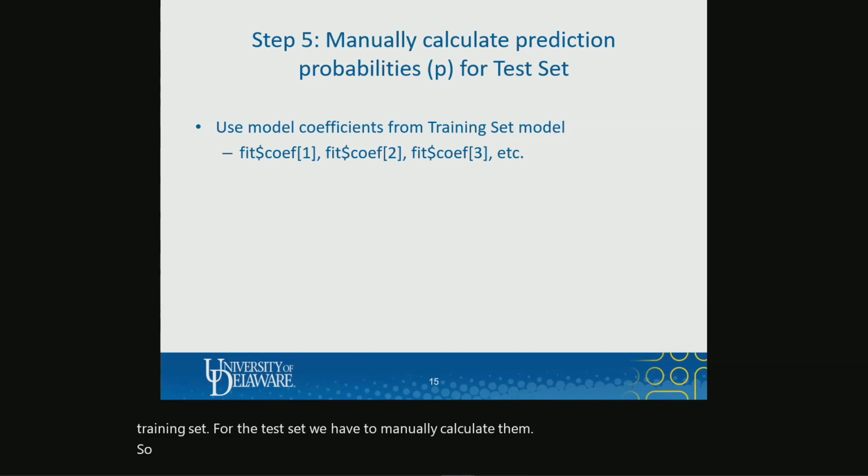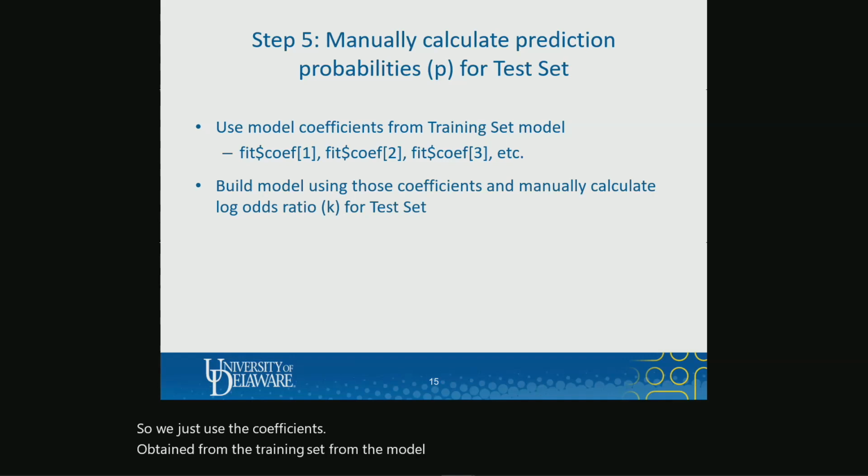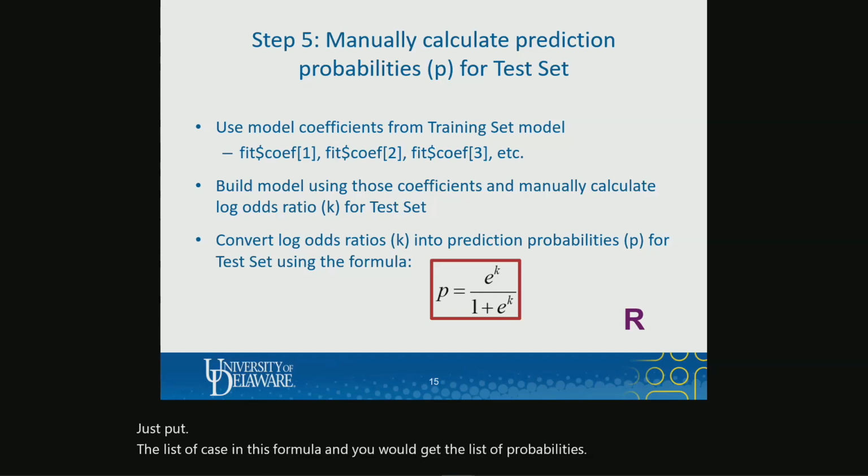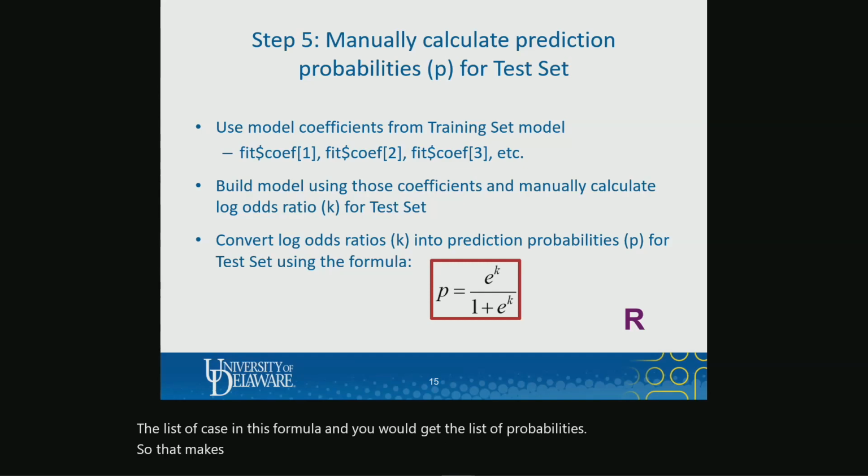So we just use the coefficients obtained from the training set, from the model, and calculate the K values for all the observations in the test set. And then use this formula to obtain the probabilities for the observations in the test set. So the beauty of R is that we can just put the list of K's in this formula and we would get the list of probabilities. So that makes things much easier.